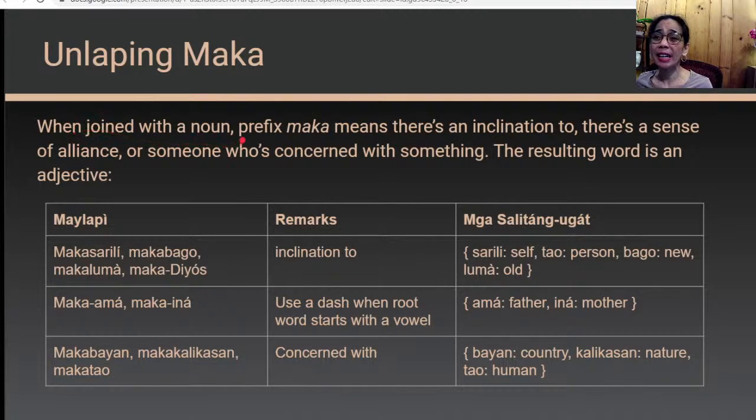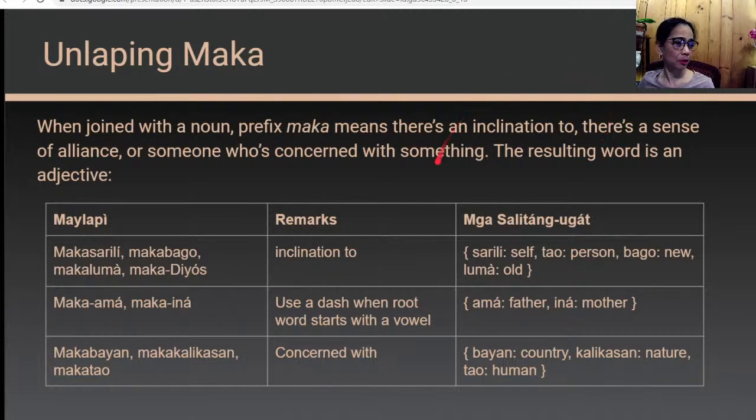When joined with a noun, the prefix Maka means there is an inclination, a liking. It can also mean a sense of alliance, or a person that's concerned. It could be me, you, or other people concerned with something. Like in Tagalog, what is that? Panananhi, from the word sanhi, and sanhi means cause. Cause, or concerned about something, so there's a cause. That's the use of Maka.